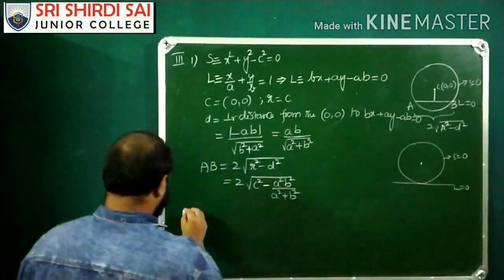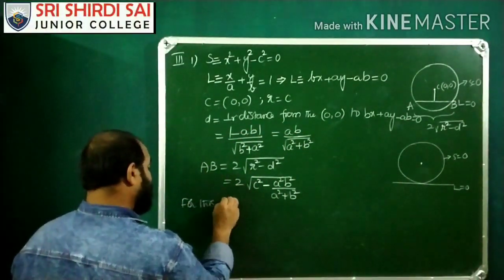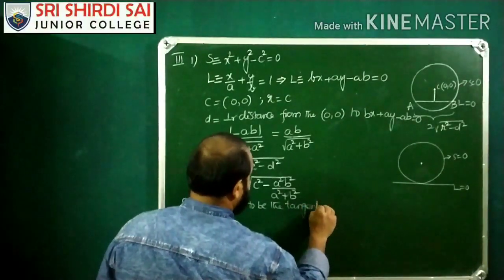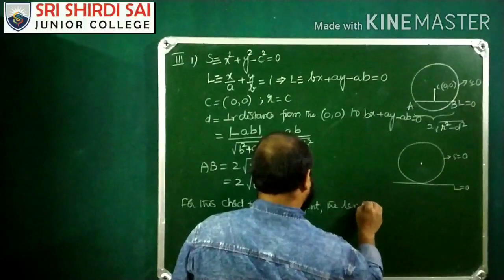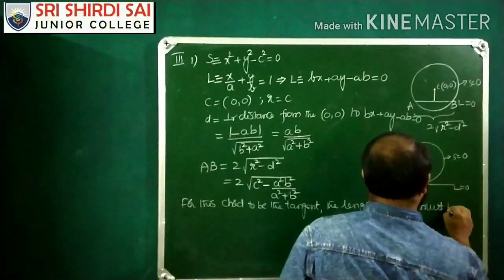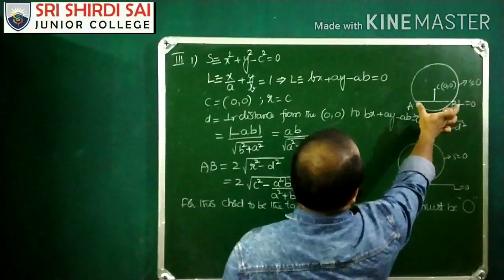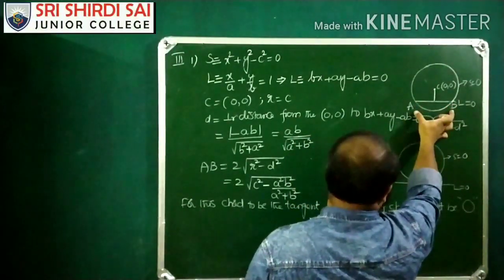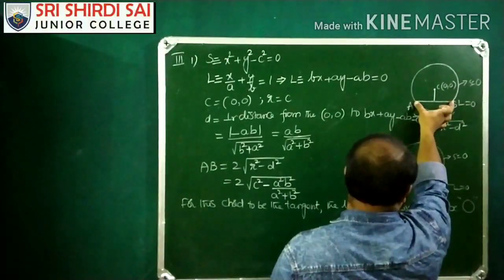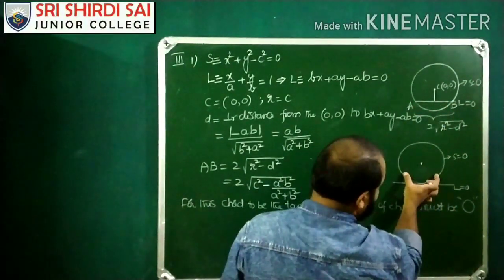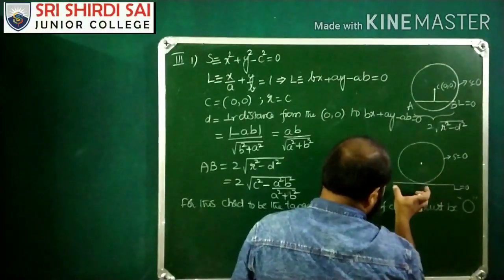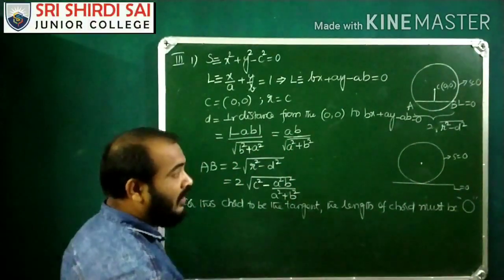So for this chord to be the tangent, the length of the chord must be 0, because here we have some length. But if this chord is a tangent, then it touches the circle, and this length will be reduced to 0. If we reduce it here, the length will be 0. So if it is a tangent, the length is 0.